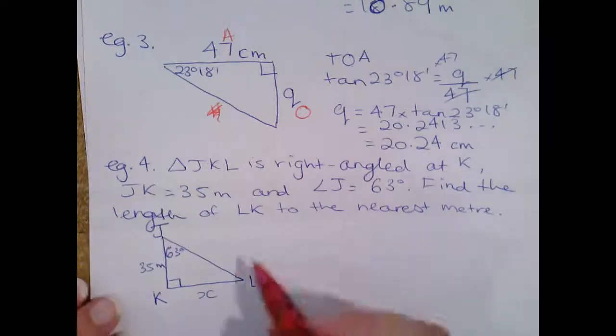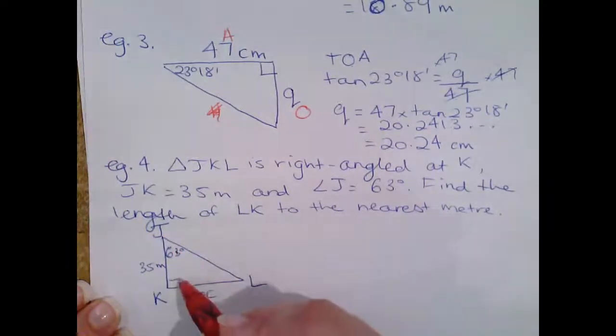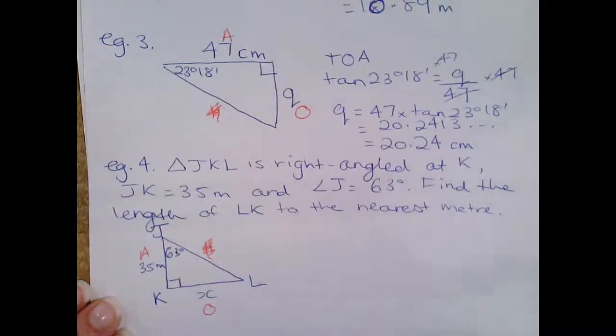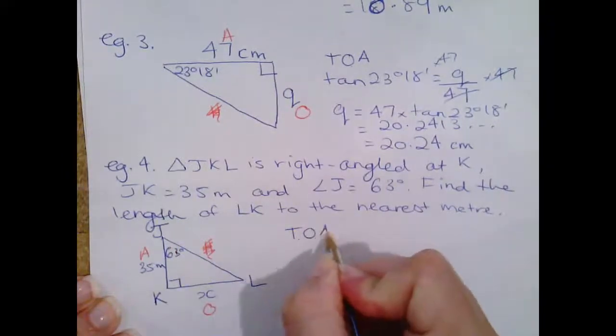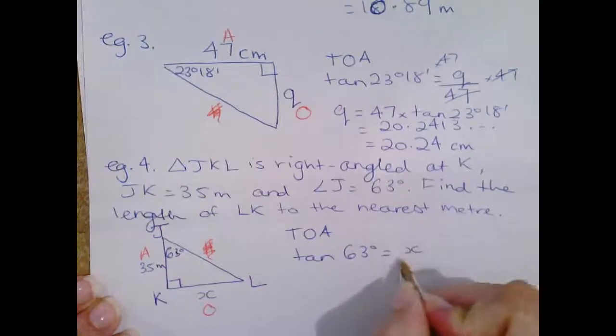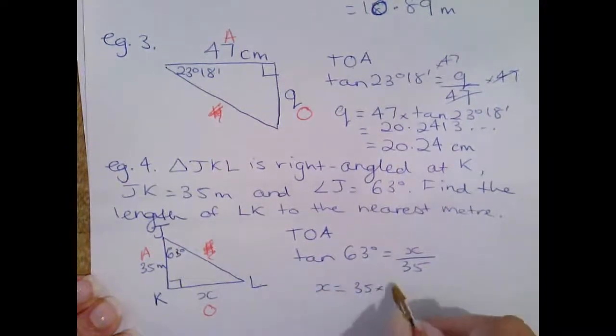Step 1, labeling with O, A, and H. So we've got the one that's opposite the angle we've got, that's O. Opposite the right angle is your hypotenuse, H, and whatever's left is A. Which of the three do we want to cross out? We're going to cross out H. So being left with O and A would be TOA. So tan 63 is X over 35. We've got divided by 35, so we're going to times by 35.